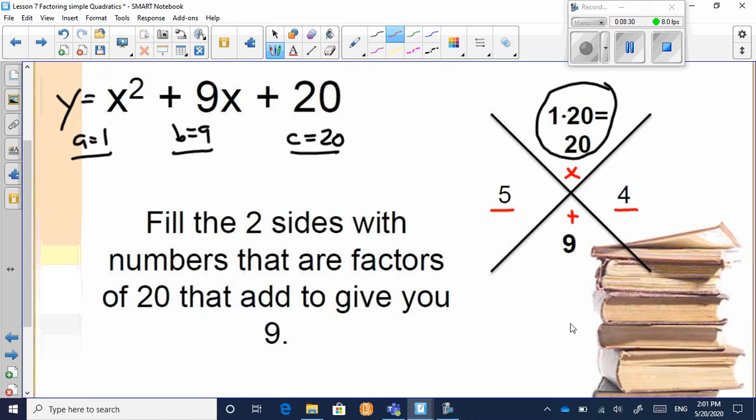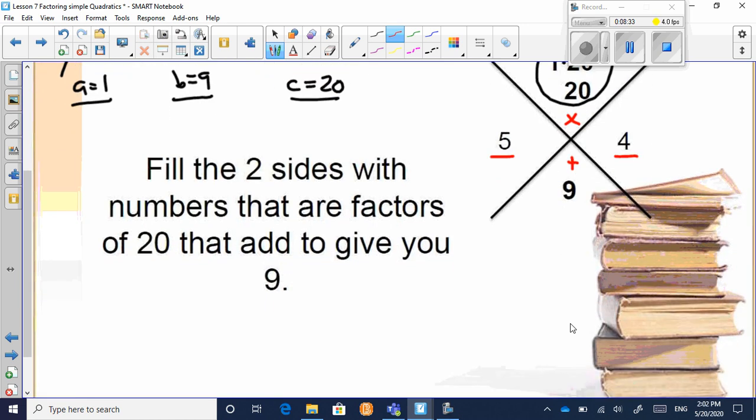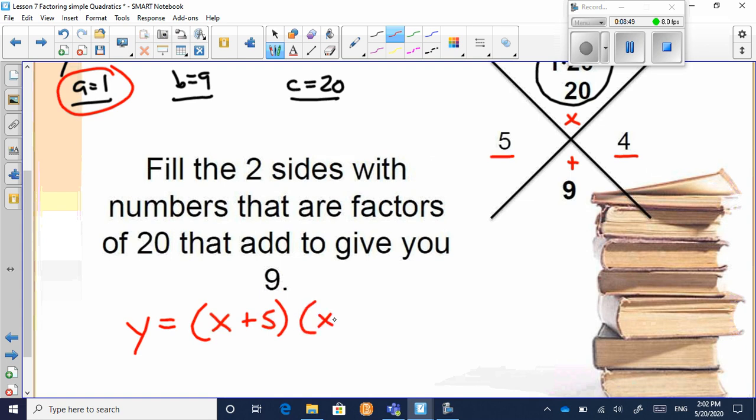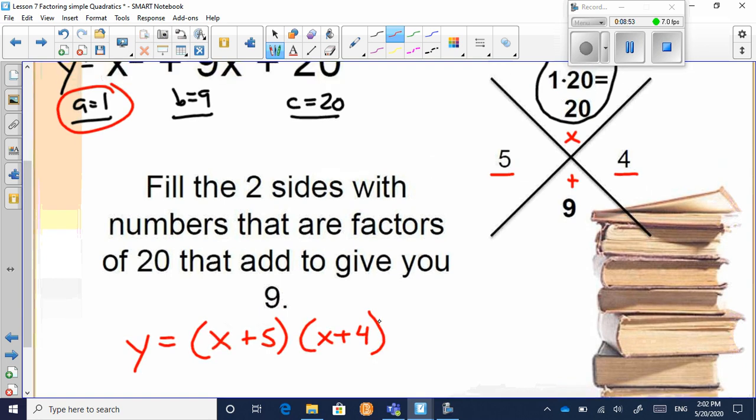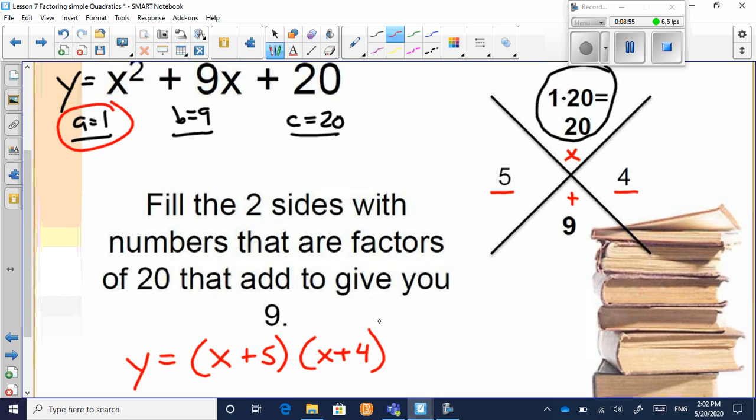And then here it is. The nice thing is that once you're there, as long as A is equal to 1, look what you get to do. You can now write it in factored form. So it'll be y is equal to (x plus 5)(x plus 4). There it is. That's how you factor by using this X box.